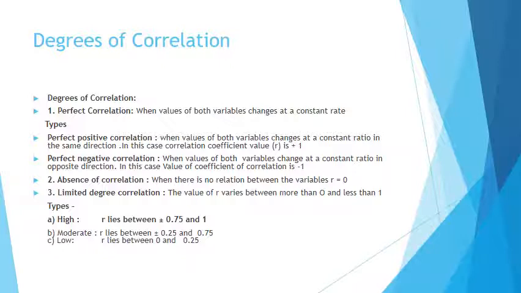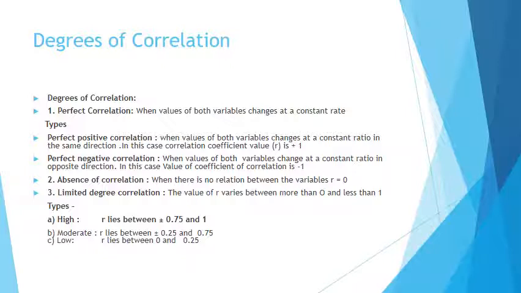Second is absence of correlation. When there is no relation between the variables, that is, change in one has no effect on the change in other, then those series or variables lack any correlation between them. In this case, the value of coefficient of correlation is 0.